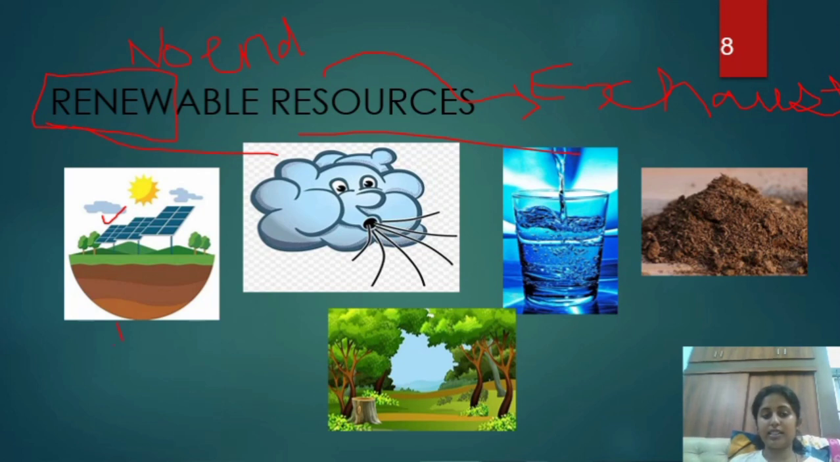What are the examples? Yes, examples are solar energy, wind energy, water. From water, there are many uses. Soil again has many uses, and trees. As I told, trees can be considered as a potential resource also, when we studied in a different slide. This is about renewable resources.